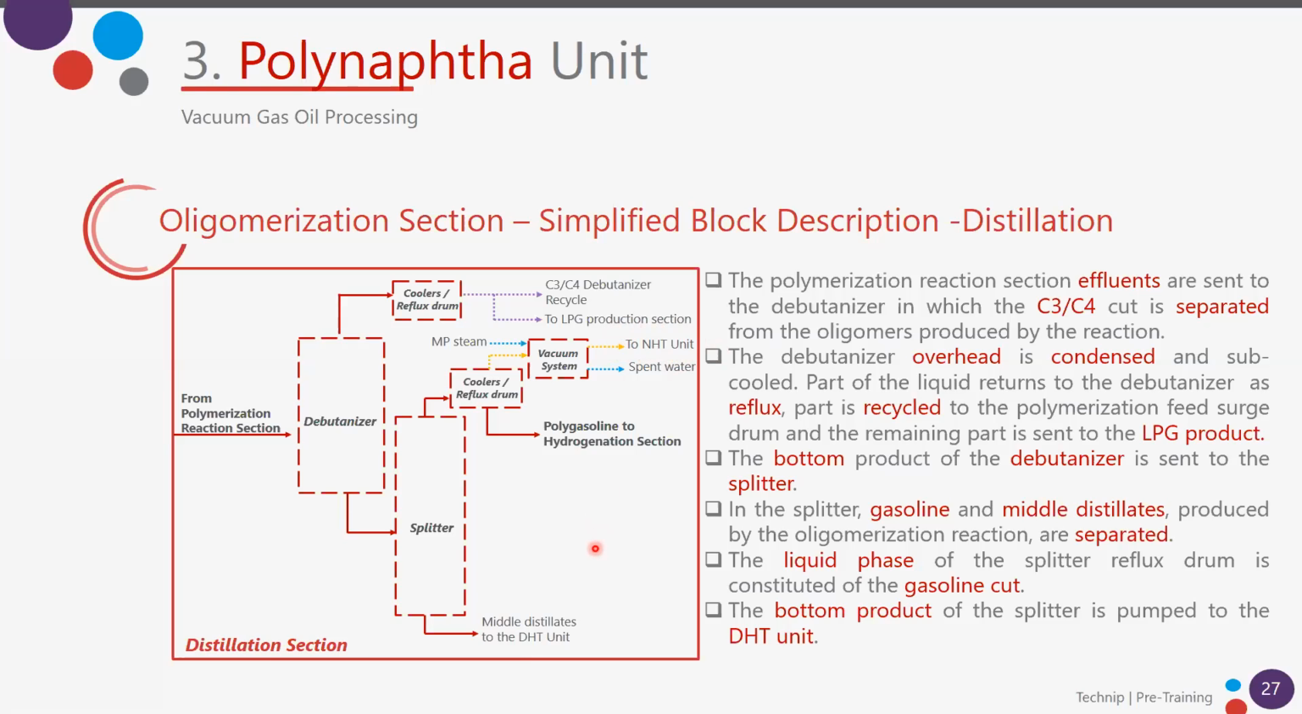So this is more or less the simplified block description for the oligomerization section. Remember, we have two sections, the reaction and the distillation. In the reaction section, we have 3 reactors. For the first reactor, we have a spare, and we will produce our oligomer. We will see the process variables that are important in this unit. And in the distillation section, we'll have the separation of our product from the rest of the lighter and the heavier components.